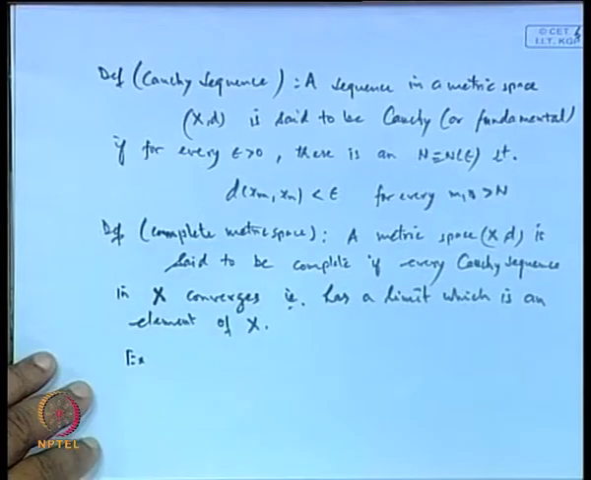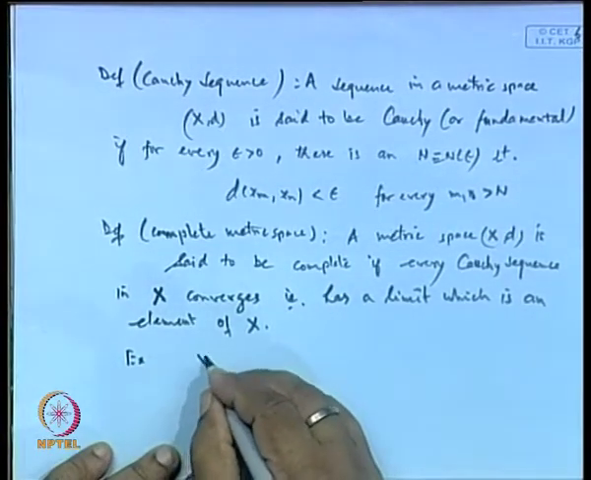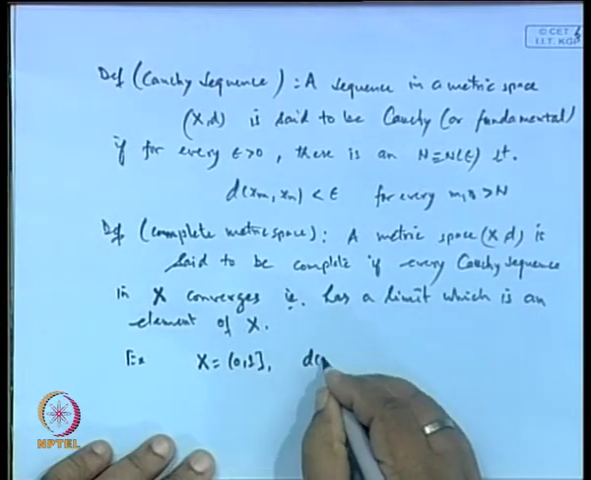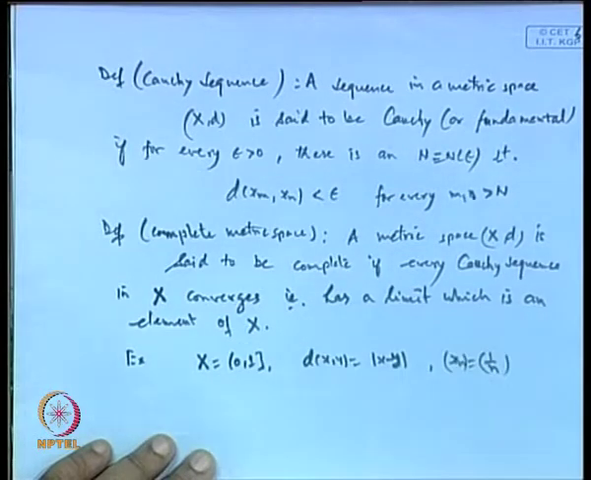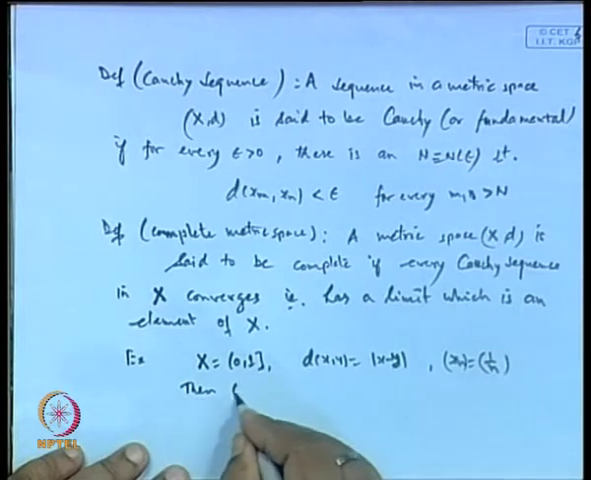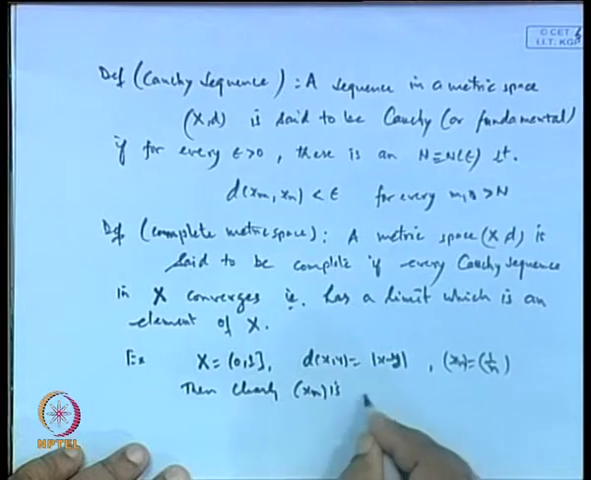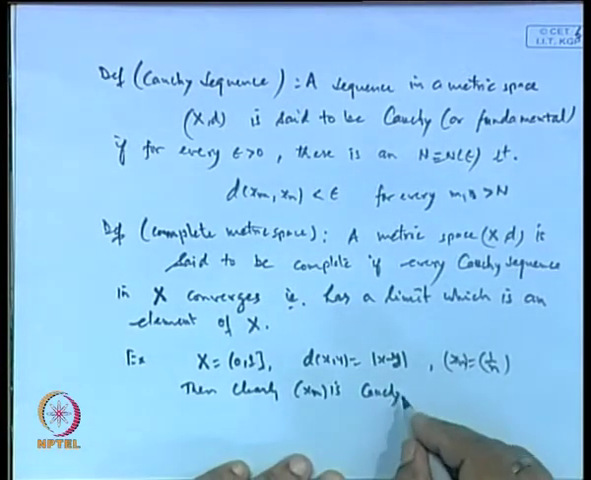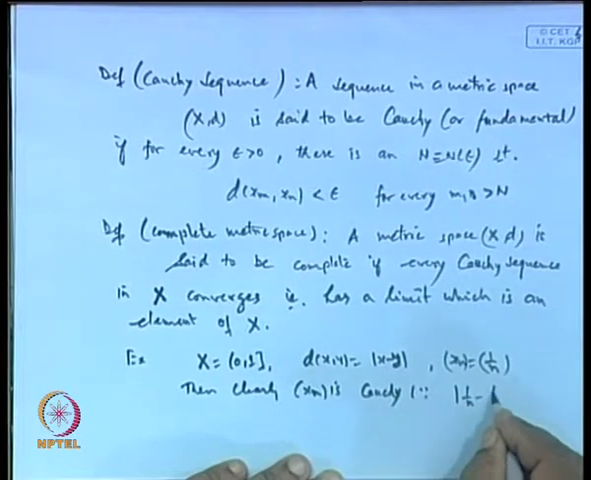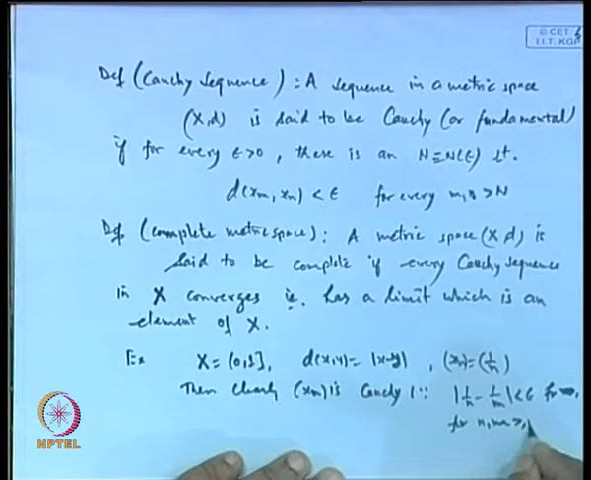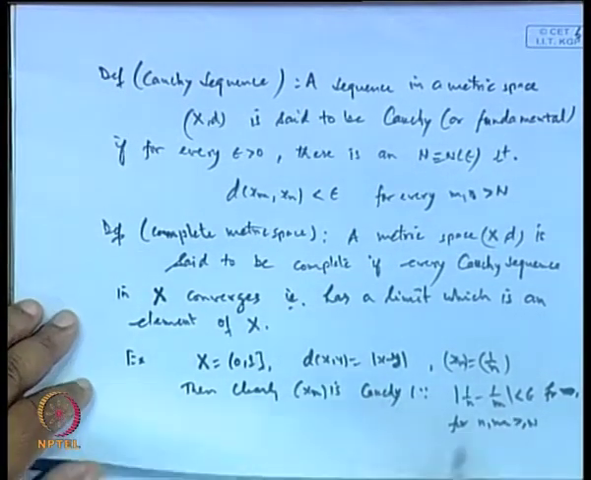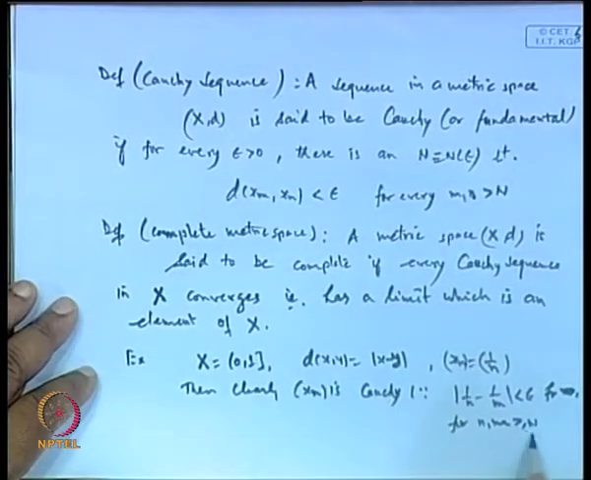So, an example is: if I take a metric space X to be (0, 1] with d(x, y) = |x - y|, and take a sequence x_n = 1/n of real numbers, then clearly the sequence x_n is a Cauchy sequence, because the difference between two terms of the sequence can be made less than epsilon for n, m greater than or equal to some N. When n is sufficiently large, 1/n is basically reducing to 0. So, we can identify a capital N such that after a certain stage the difference between these two terms can be made as small as we please.